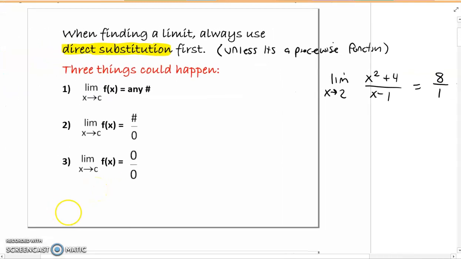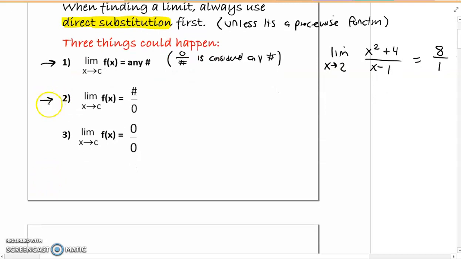Now, in that situation, three things could happen. This would have been scenario number 1, where if I take the limit and do direct substitution, I get any number. I will note, by the way, that if you get 0 over a number, like 0 over 5 or 0 over 10, that is considered any number, okay?